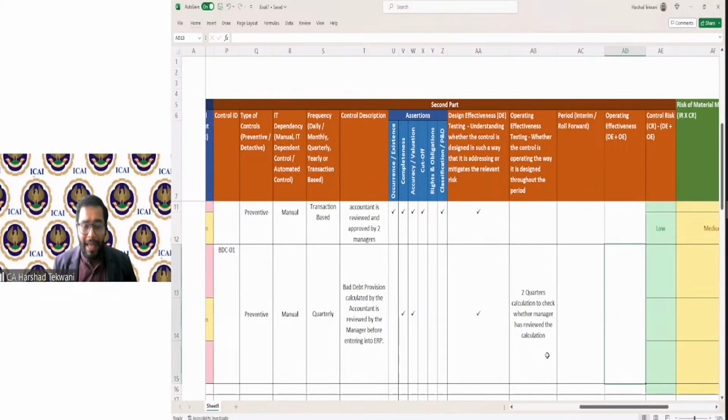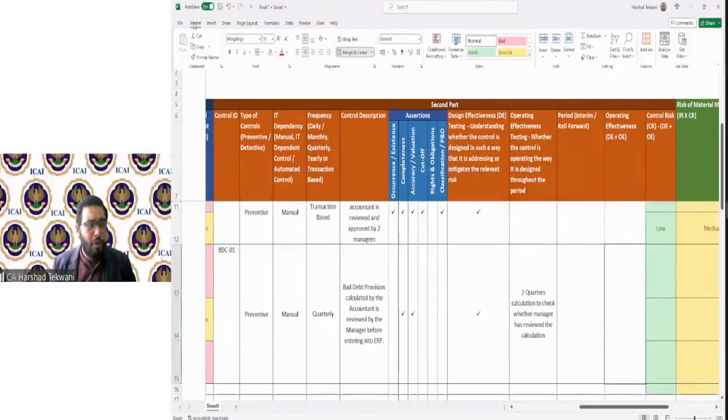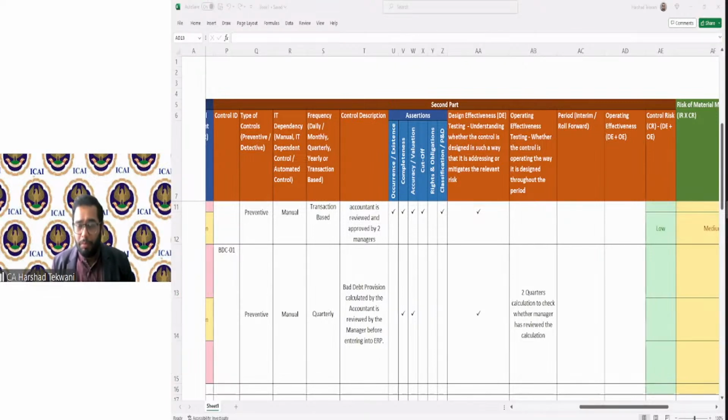Manager has not reviewed the calculation. Then what is the implication for me? Now, if that is the scenario, if manager has not reviewed the calculation, then what will I do?